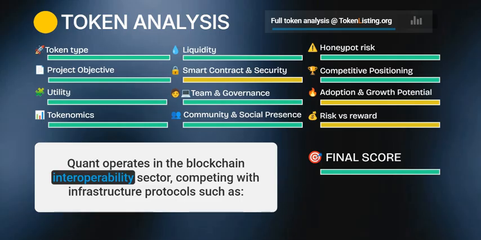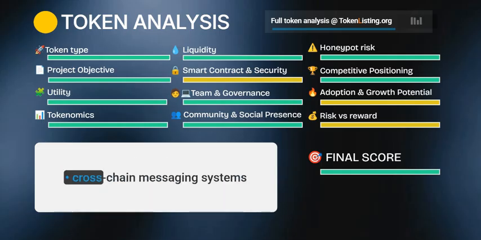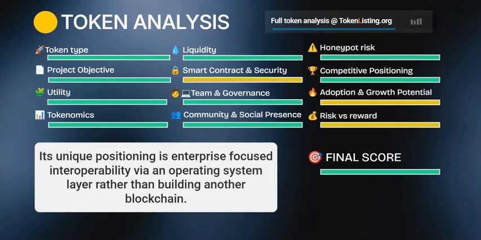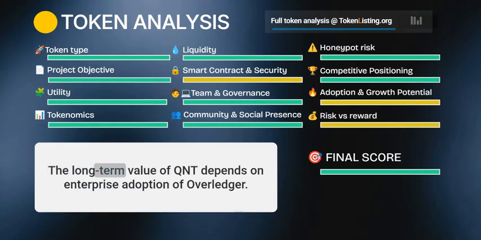Competitive positioning. Quant operates in the blockchain interoperability sector, competing with infrastructure protocols such as cross-chain messaging systems, interoperability frameworks. Its unique positioning is enterprise-focused interoperability via an operating system layer rather than building another blockchain.